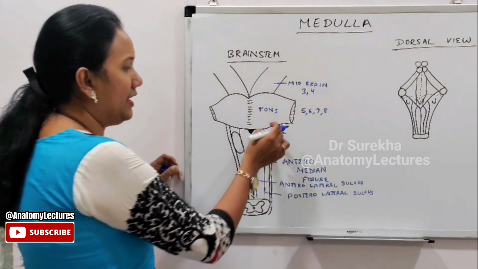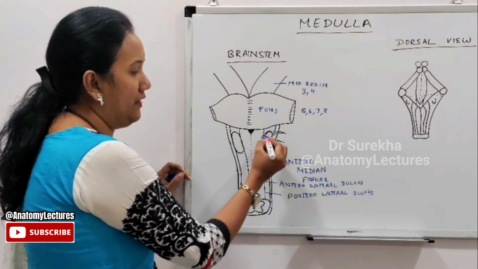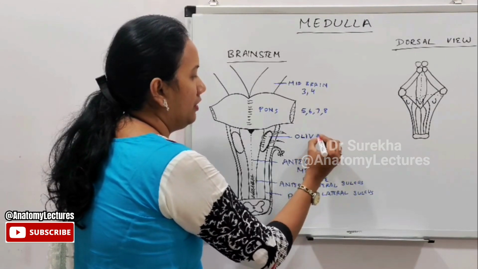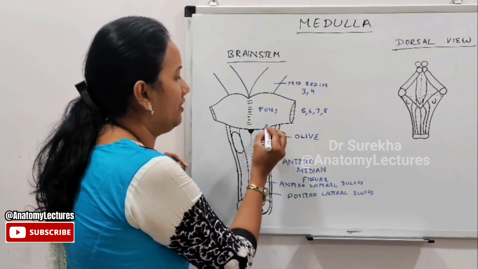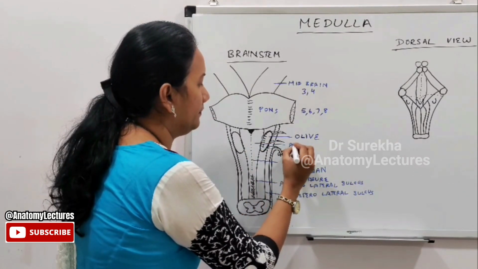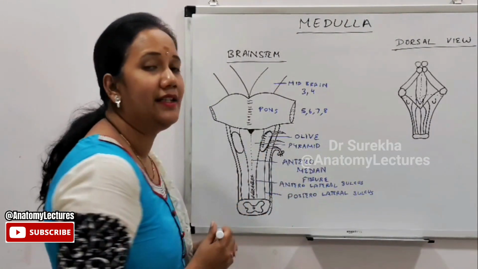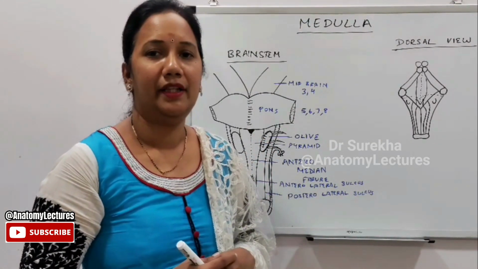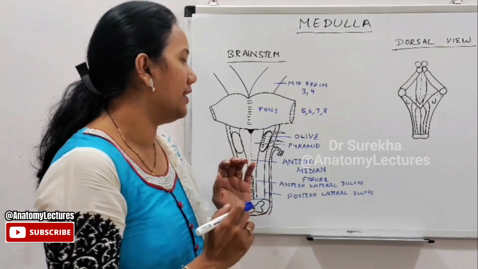If you look carefully, in the upper half you can see an oval elevation. This is referred to as the olive. The part of the medulla present between the anteromedian fissure and the olive is referred to as the pyramid. It is called the pyramid because it is formed by the corticospinal tract, or the pyramidal tract. This elevation is formed by the underlying pyramidal tract.